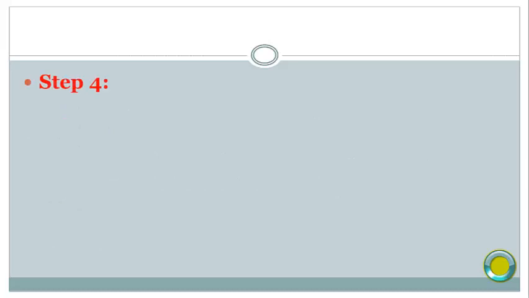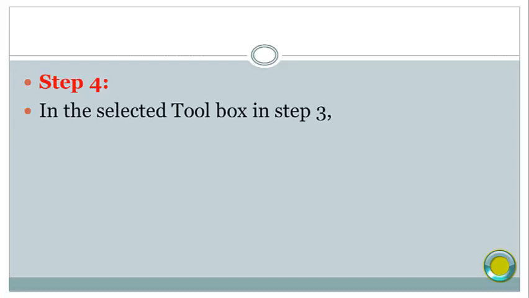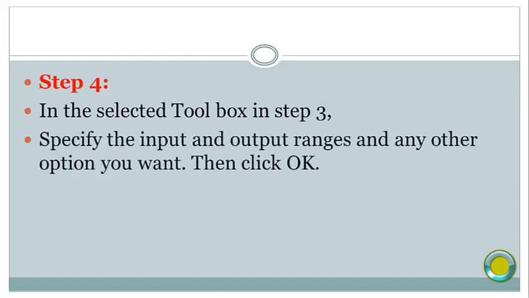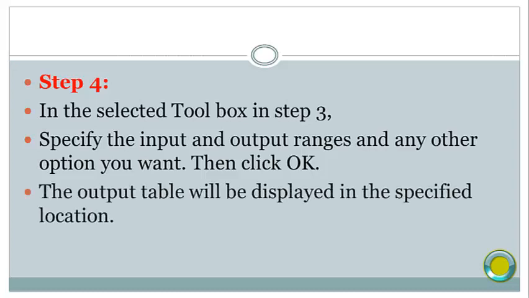Step 4. In the selected toolbox in Step 3, specify the input and output ranges and any other option you want. Then click OK. The output table will be displayed in the specified location.